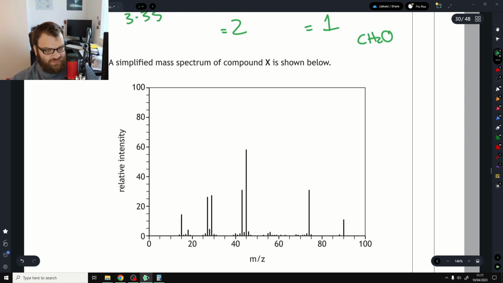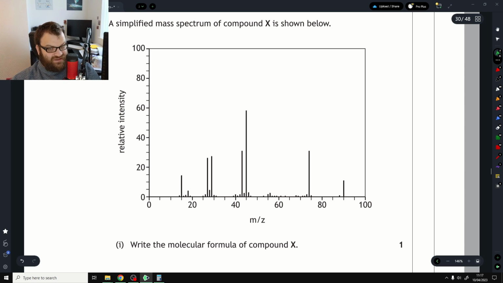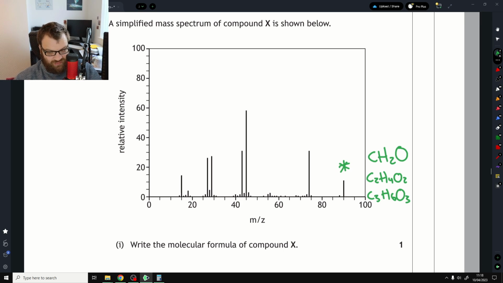Moving on, we are told a simplified mass spec of our compound. We need to keep in mind that it is CH2O. An empirical formula shows us the simplest possible format. This means that we could have C2H4O2, we could have C3H6O3, and so on and so forth. To figure this out, I'm going to go to this peak here, which is the molecular ion. It's the largest value that we've got, and that gives us a value of 90.